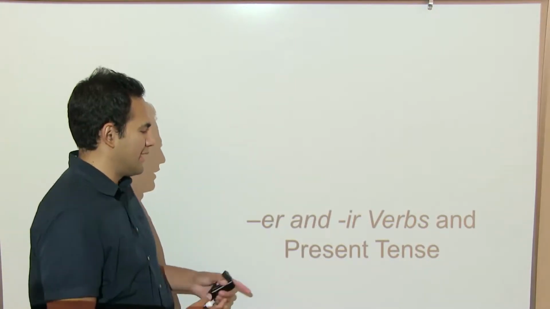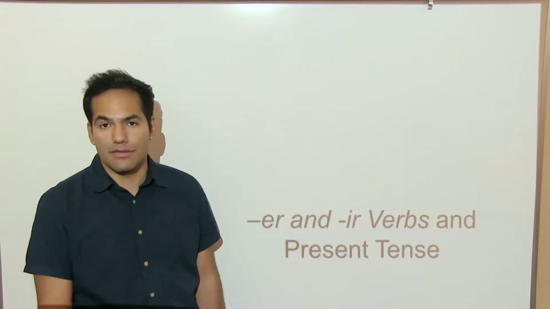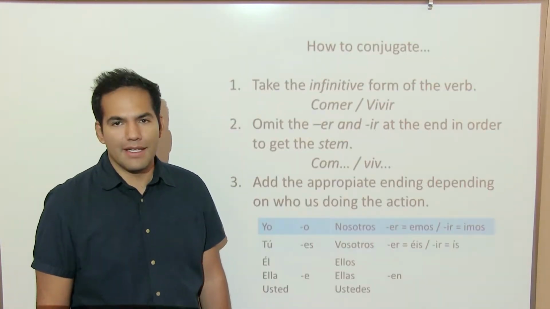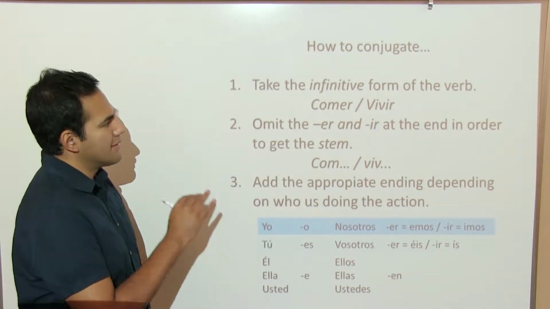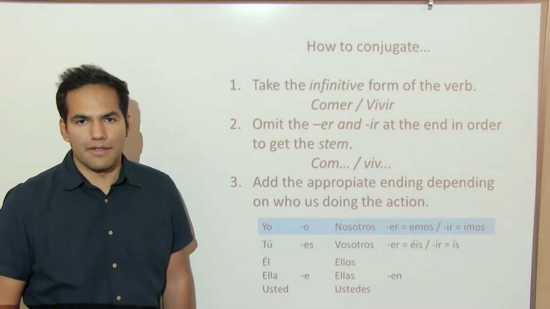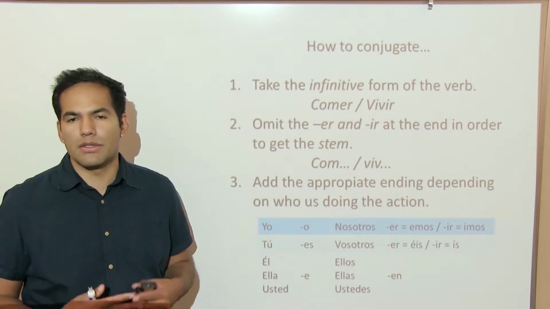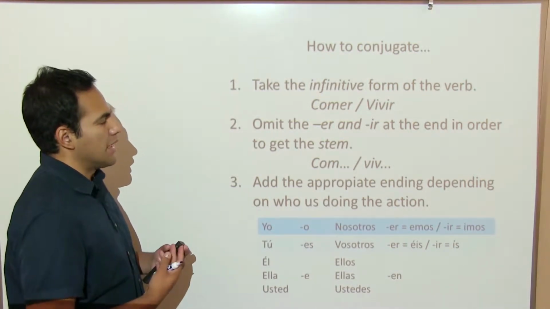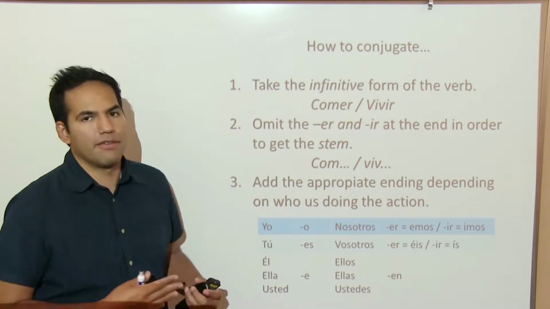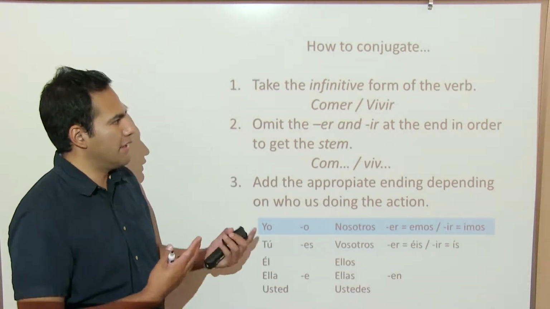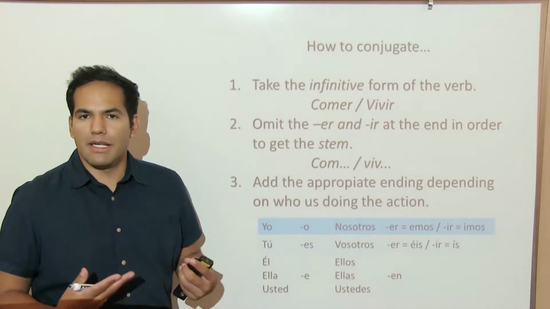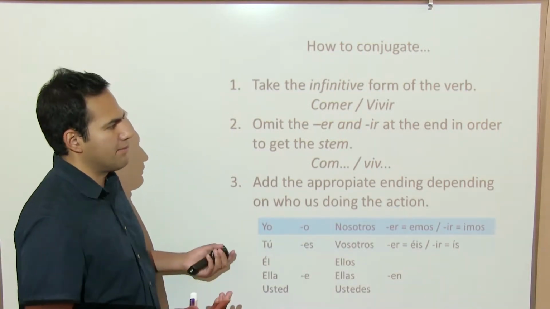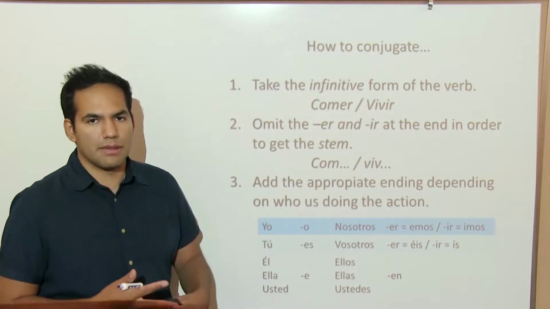Today we're going to be talking about ER and IR verbs as well as how to conjugate them in the present tense. So here what I have is the steps of how to conjugate these verbs depending on the person who's doing the action. One of the first steps is to take the verb in the infinitive form, and remember that the infinitive form is just the verb by itself. It's the verb that is not conjugated in any tense or any person.